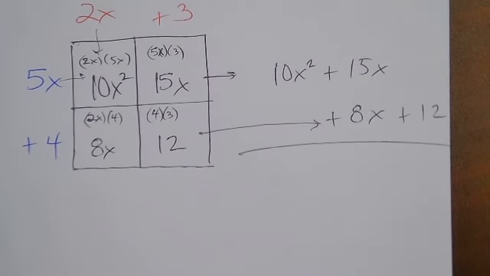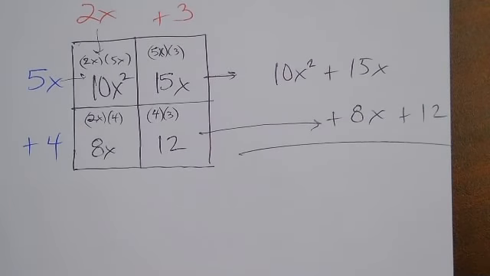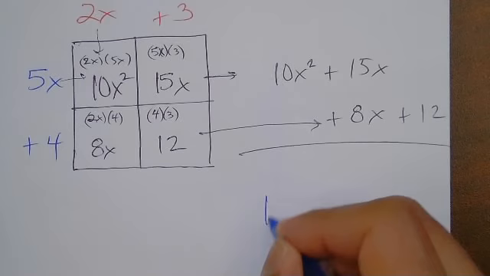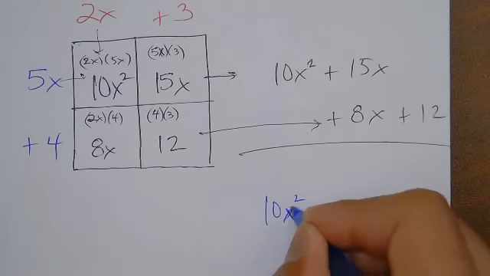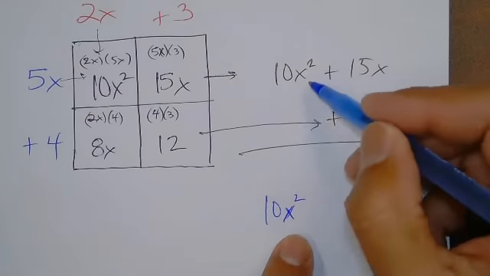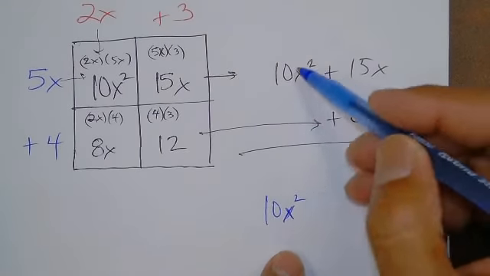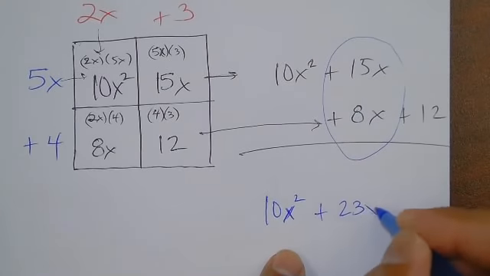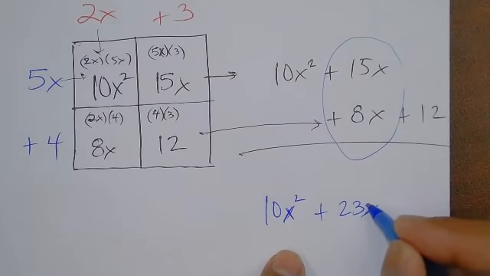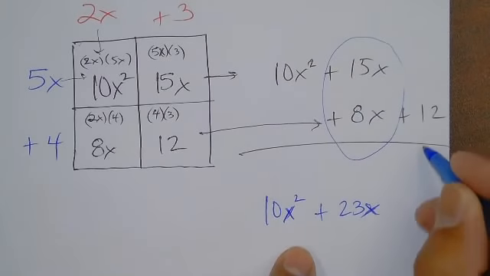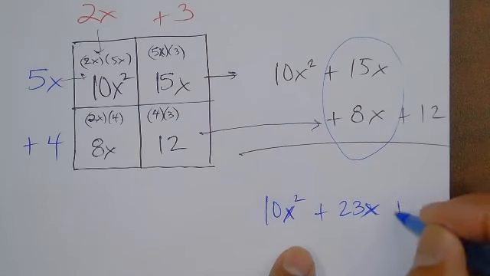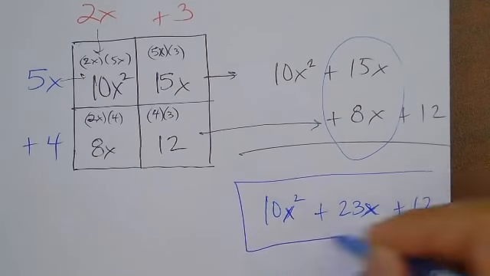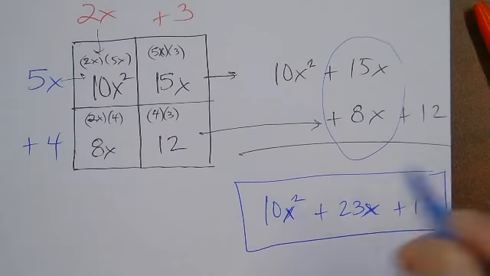Okay, now we're going to get the answer. Can anybody give me the answer? 10x squared, because 10x squared doesn't add with anything, but then when you add these, you get 23x, and then plus 12, right? That's the answer.